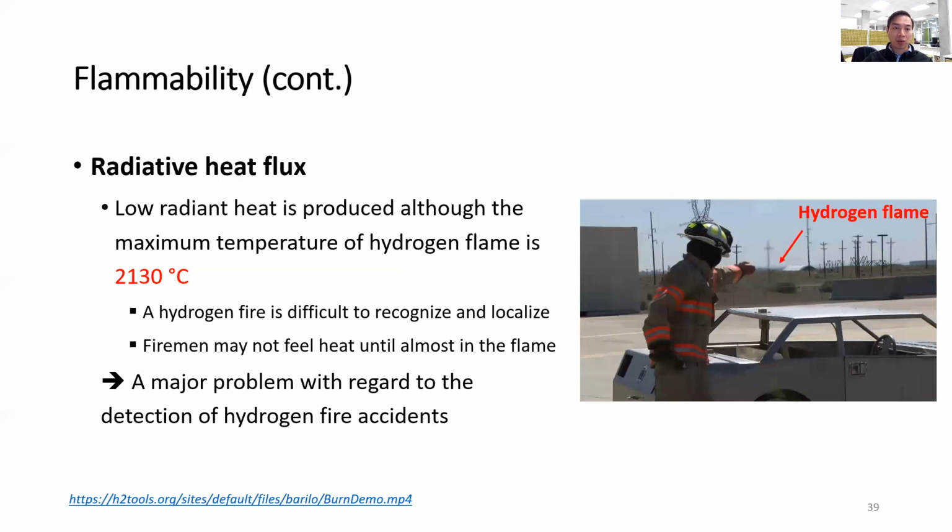The last property I want to mention in the chemical properties of hydrogen is its low radiant heat. Although the maximum temperature of a hydrogen flame can go up to 2130 degrees C, because of the low radiative heat flux, you won't be able to recognize or localize where the hydrogen flame is, and you might not feel the heat emitted from a hydrogen flame until you're almost in the flame. So at that point, you're already near a source that can burn up to 2000 degrees C.